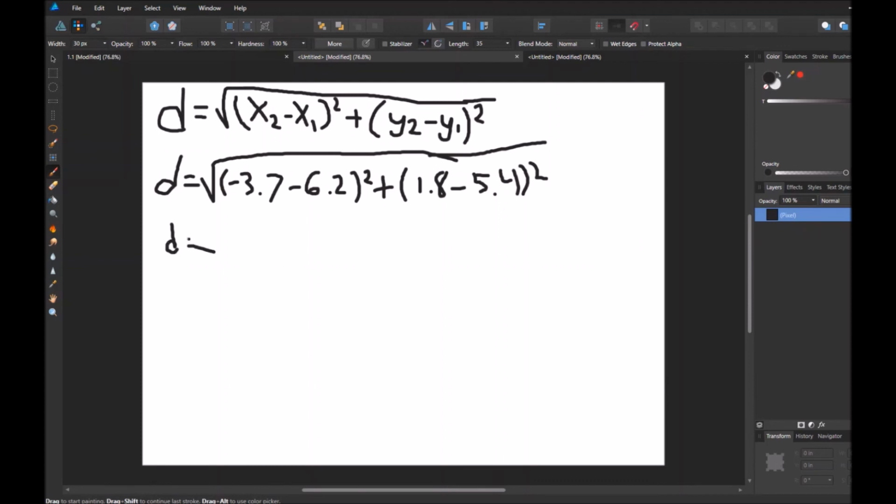So then we have to do -3.7 minus 6.2, which I'm going to use my calculator for because I don't know that off the top of my head. It's -9.9. And then that's going to be squared. And then 1.8 minus 5.4. I again don't know that off the top of my head. But it's -3.6. And that's going to be squared.